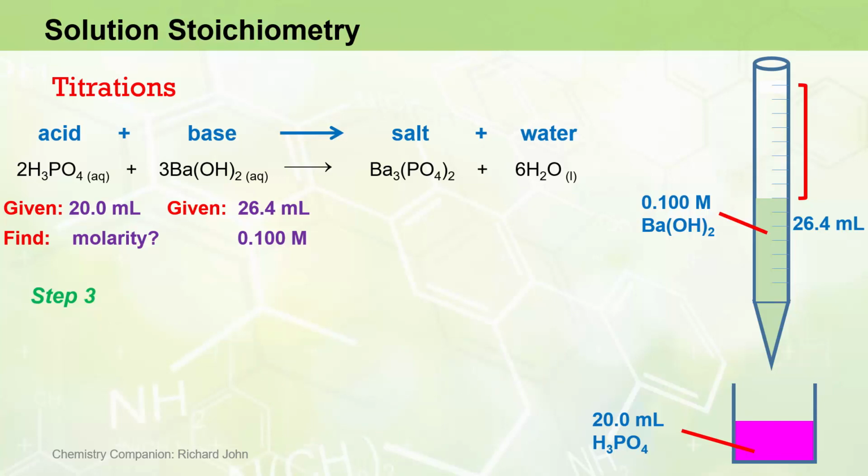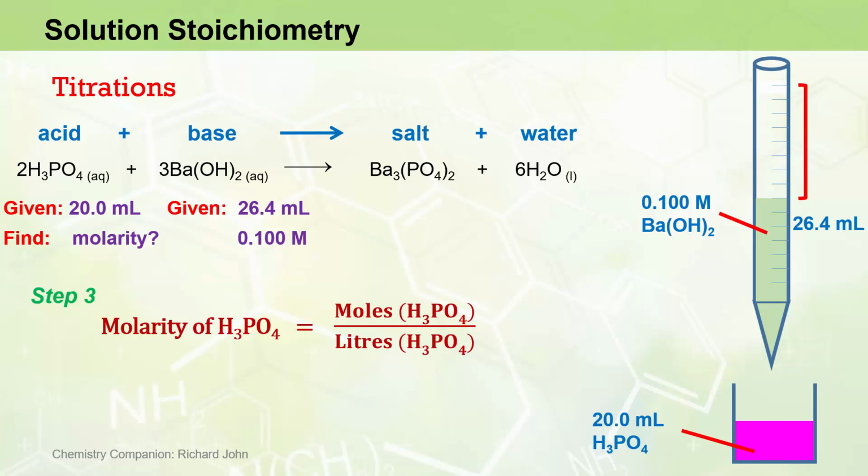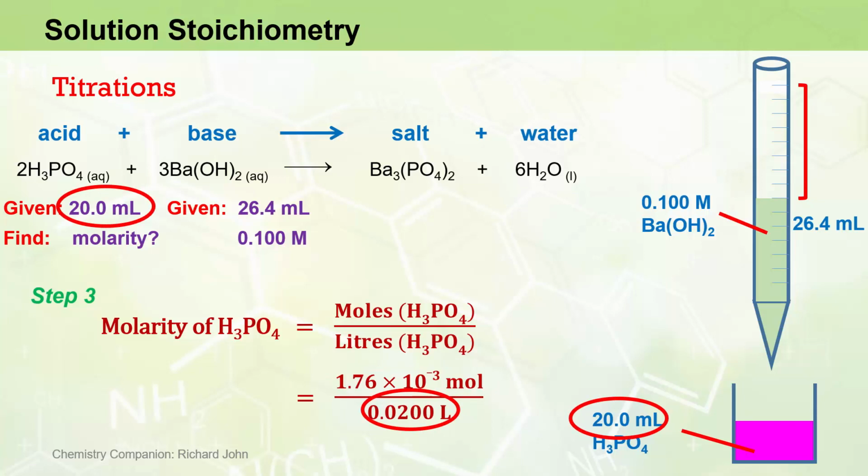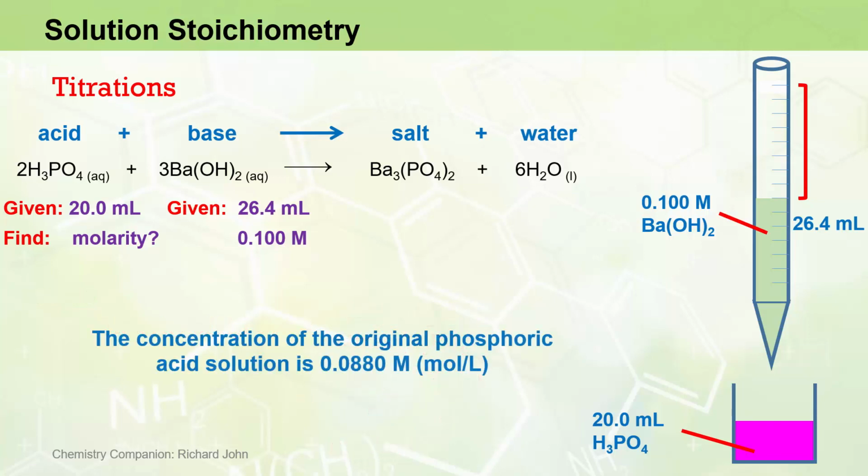So in the final step, step 3, we calculate the molarity of the phosphoric acid solution using the molarity equation. Molarity equals moles divided by litres, which is 1.76 × 10^-3 moles divided by 0.0200 litres, with this number coming from the value we just calculated in step 2, and this value coming from the original 20.0 milliliters of phosphoric acid we had in the bottom of the titration, which we have converted into litres. When we do that calculation, we get a concentration of phosphoric acid of 0.0880 moles per litre, or 0.0880 molar. So the concentration of the original phosphoric acid solution is 0.0880 moles per litre.